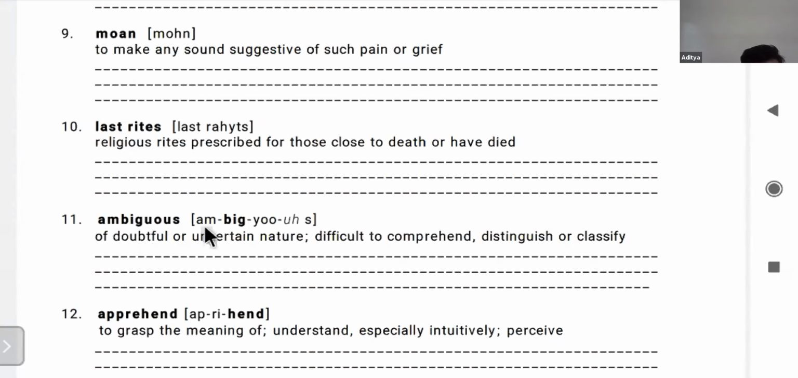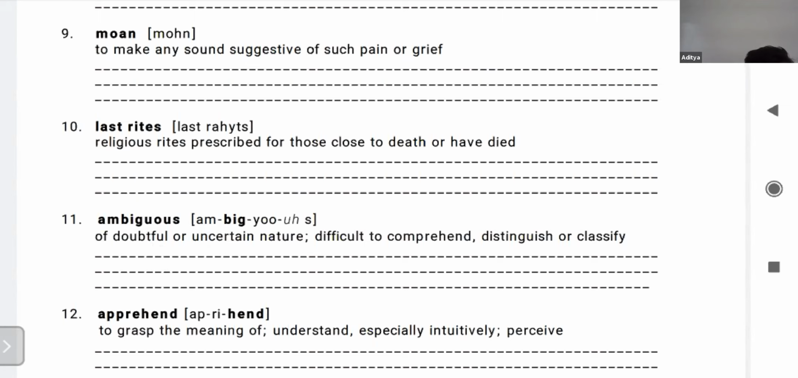Ambiguous. If you want to learn slowly, you can read it as am, big, you, us, or you can just say us, as you already know how to pronounce us. Ambiguous, ambiguous, that is what we say. Now, say it once more. Ambiguous. Yeah, ambiguous. Now, here's the meaning.